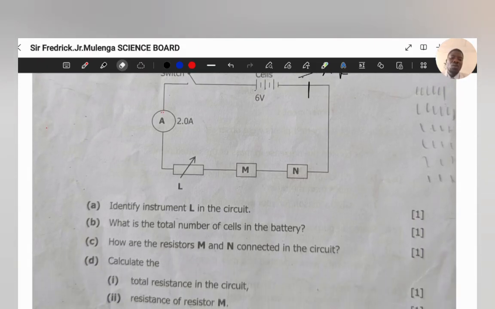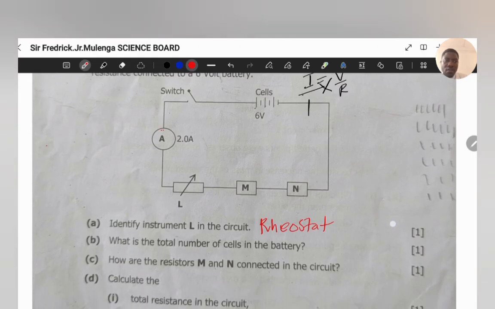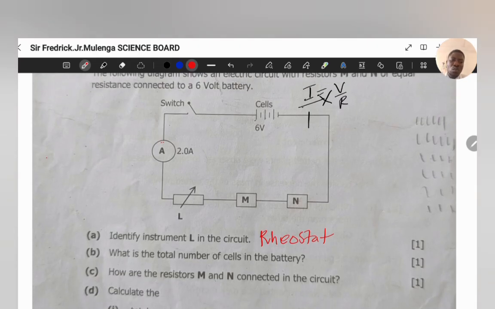Then Ohm's law, we'll use the formula for Ohm's law many times. So let's get started with these questions now. Okay, so identify instrument L. Definitely instrument L is a rheostat. Okay, so a rheostat is an instrument used to vary resistance. So that's what a rheostat does. So you can change the resistance. So this is the instrument used to vary resistance.